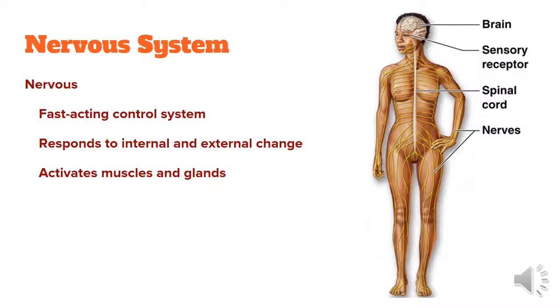It is a fast-acting control system. It responds to internal and external change, activates muscles and glands. It has to be fast because that's where all your reflexes, things like that come from. So it's got to be fast. It's like when you touch a hot stove. Your nervous system makes you jerk your hand away because it's hot. And it, like I said, fast acting. We'll talk about the endocrine system in a little bit, which is the slow acting portion.